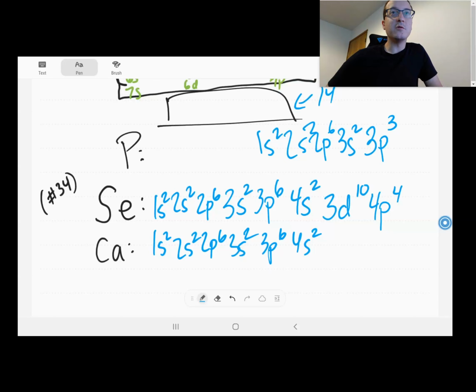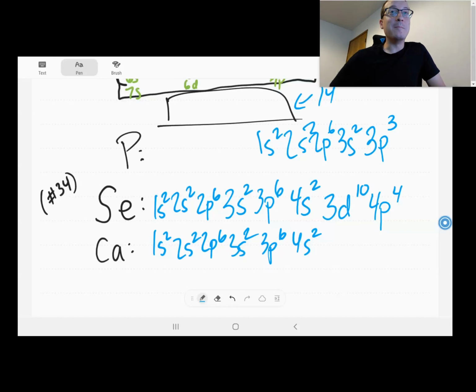Yes, that's true. But looking at these electron configurations specifically... Get out of here, Robert. I mean, I understand. You are right. This is true. Yes. So, I understand what you're going for, Robert. I was just teasing you.